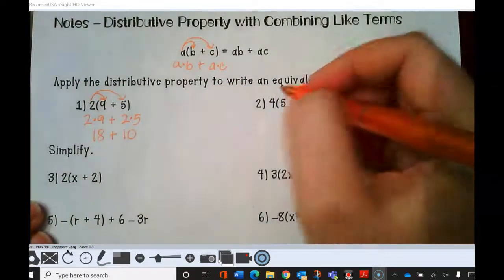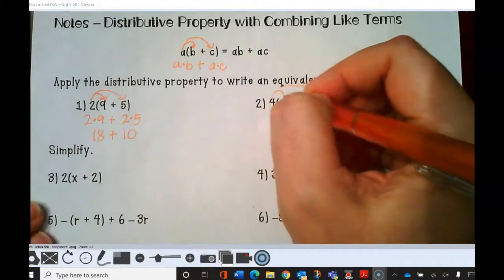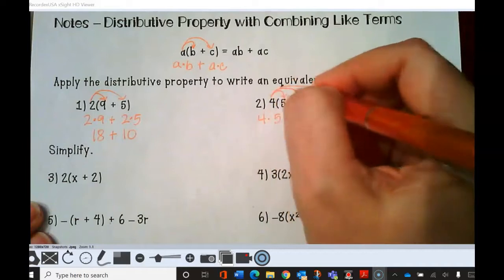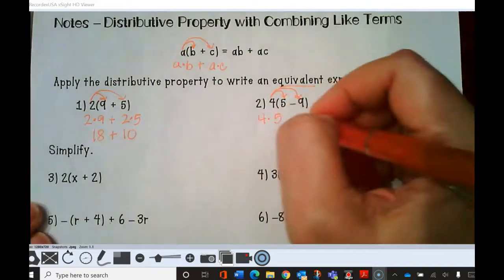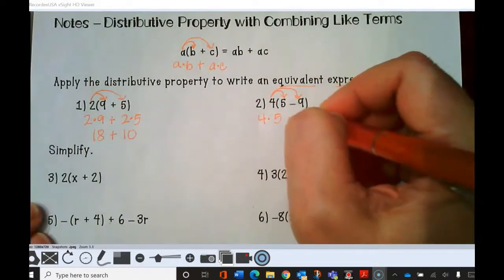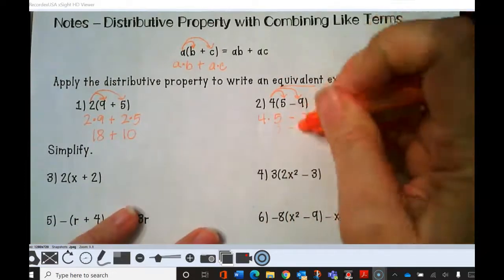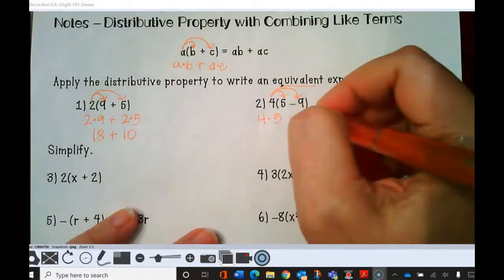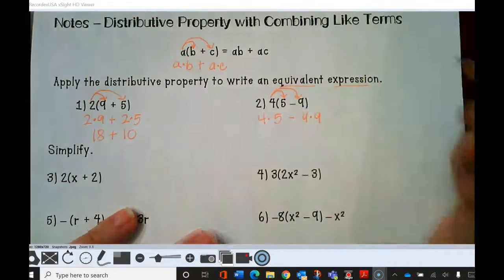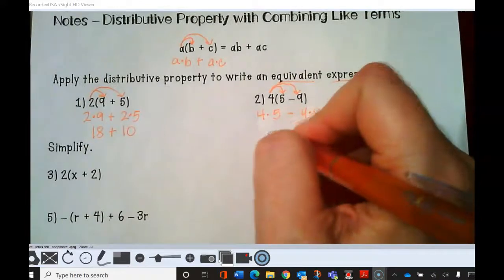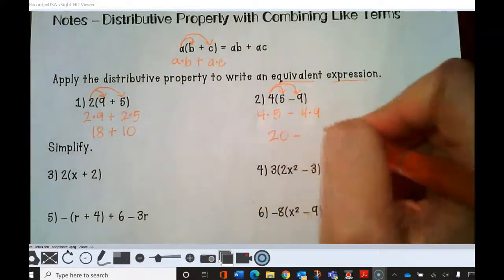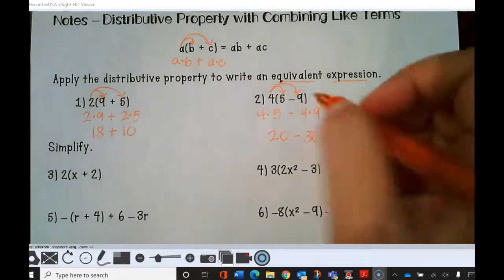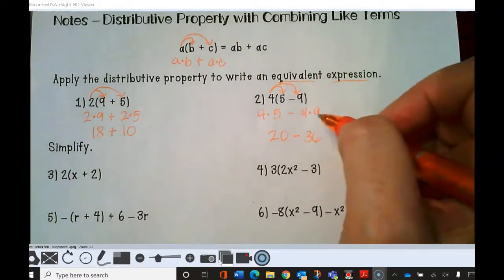All right, for the next one, we're going to do 4 times 5, and then 4 times a negative 9 would be a negative 30. Oops, sorry, I jumped ahead. I was doing mental math, and I'm going to talk about that in a second too. 4 times 5 is 20, and 4 times 9 is 36. You can stop here or you can stop there. It doesn't matter.